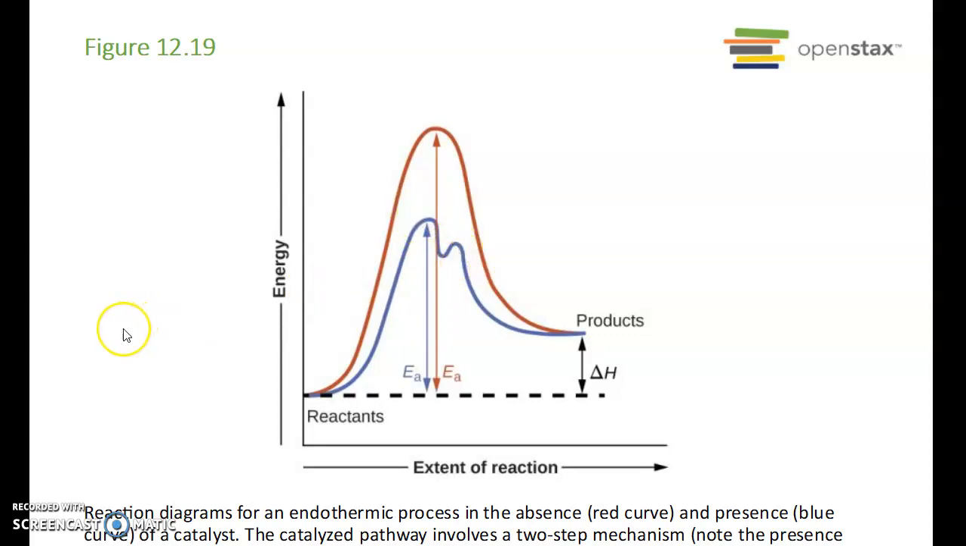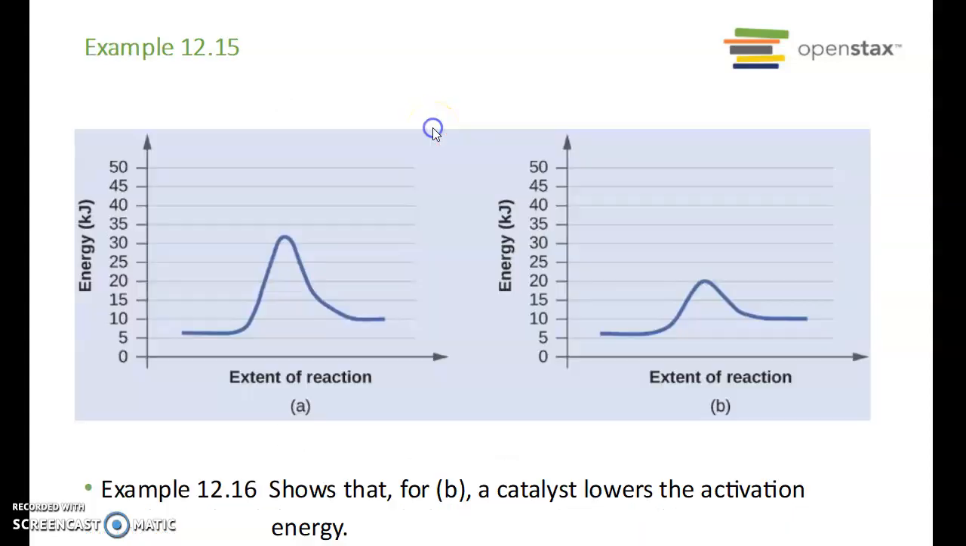Okay, so that's how you would interpret something like this, where this is the extent of reaction, how much you get to this point right here, and this is your overall energy requirement. And you can see that this is a much lower energy requirement here than you have for this one.